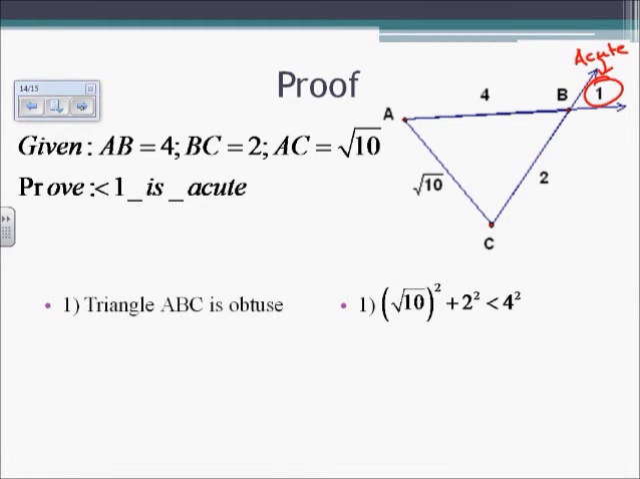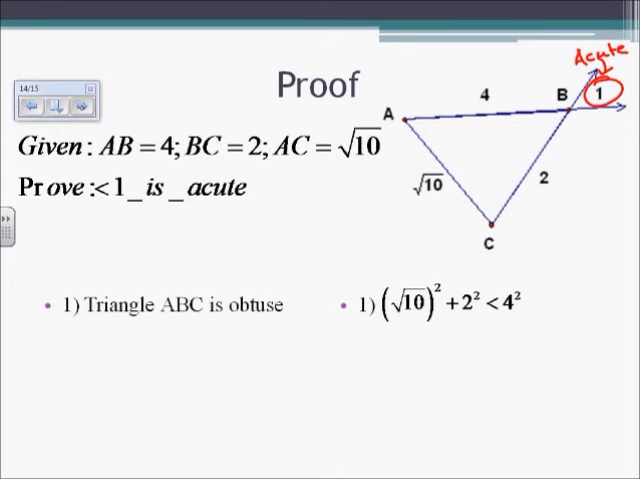Further, we can state that triangle ABC is obtuse because if we square and compare, square root of 10 squared plus 2 squared is less than 4 squared. So therefore we have an obtuse triangle, right, as the two smaller sides add together to less than the larger side. If we know we have an obtuse triangle, that means that one of the angles has to be an obtuse angle.